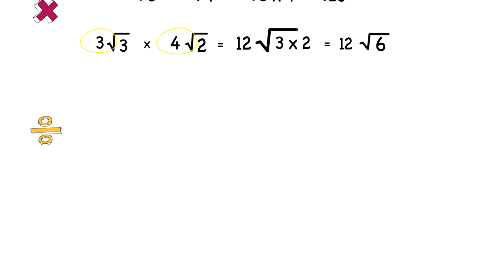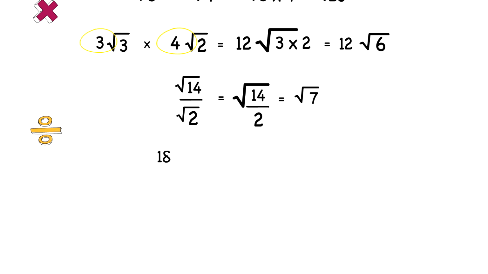With division, again we put these under the same roof, so root 14 divided by root 2 will be root 7. Just like multiplication, if you had a larger number in front, you would do the larger division and then work out the surds as normal.